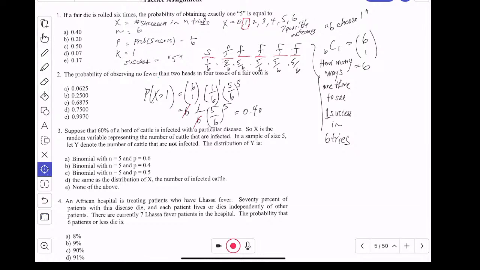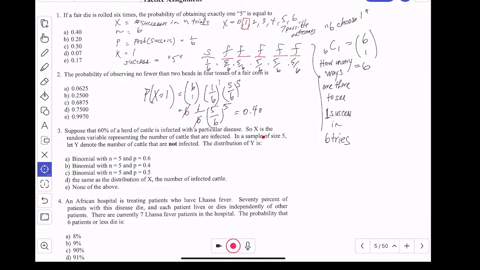Suppose that 60% of a herd of cattle is infected with a disease. So X is the random variable representing the number of cattle that are infected. In a sample of size 5, let Y denote the number of cattle that are not infected. So what's the distribution of Y?